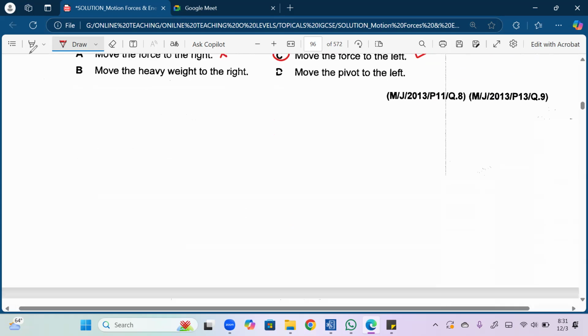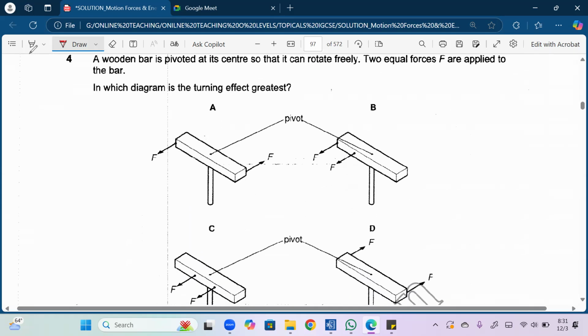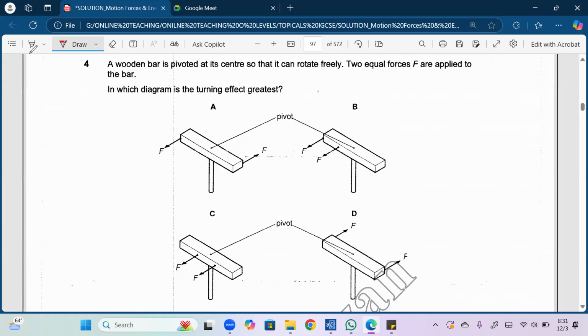Clear? Okay. Now, this is question number four. A wooden bar is pivoted at its center so that it can rotate freely. Two equal forces F are applied to the bar. In which diagram is the turning effect greatest? Starting from part D, these are equal distances, distance D and distance D. The upper force produces a clockwise moment, and the other force produces an anti-clockwise moment. The moments are equal because the distances are the same, so there is no net moment. It would be in equilibrium.